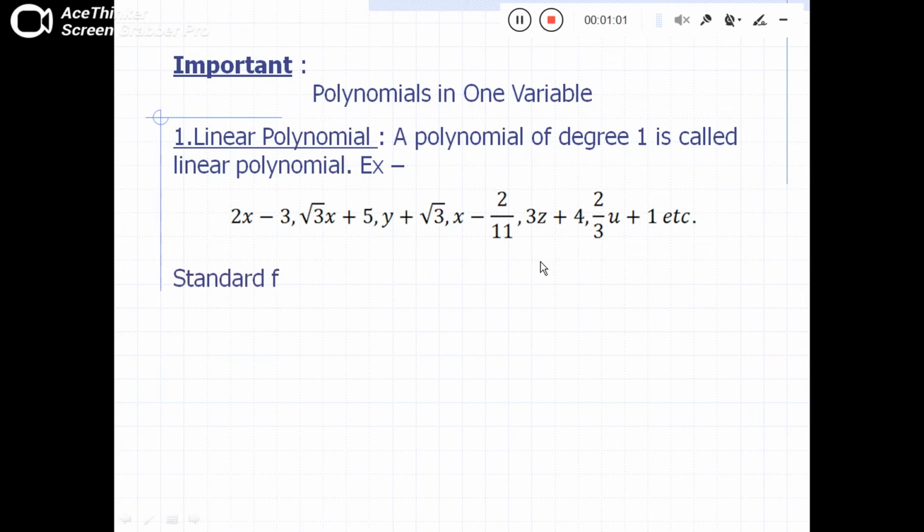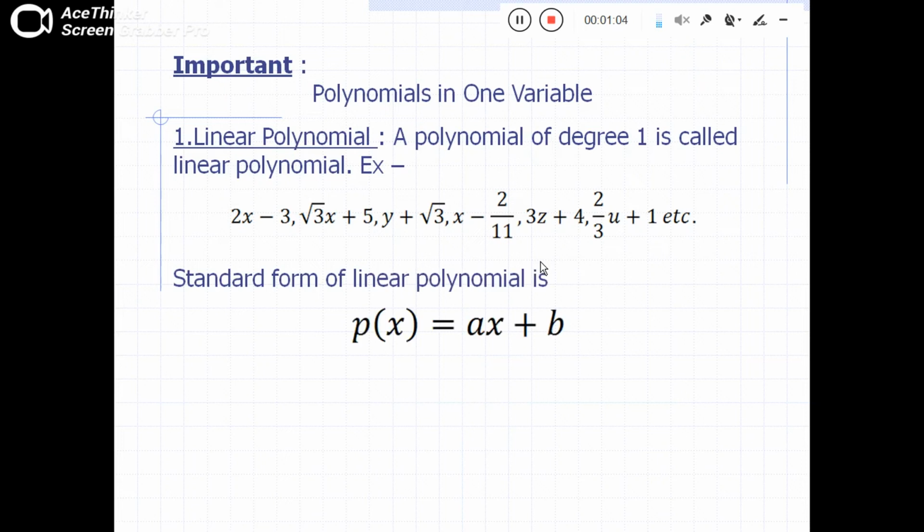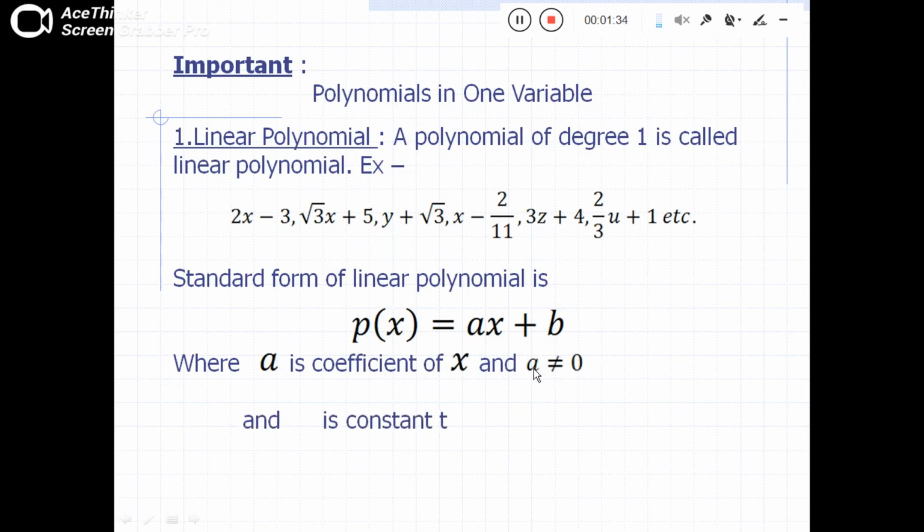Okay, second, the standard form of this linear polynomial is p of x equals ax plus b, in one variable, and the degree of this variable is 1. It is the standard form of a linear polynomial. Keep it in mind and learn it also, where a is the coefficient of x, because a is multiplied in x. a is the coefficient of x and b is the constant term, where a is not 0. b is the constant term, a should not be 0.